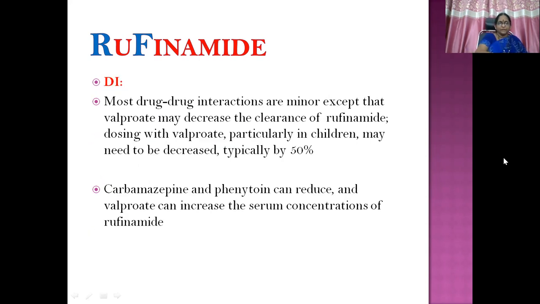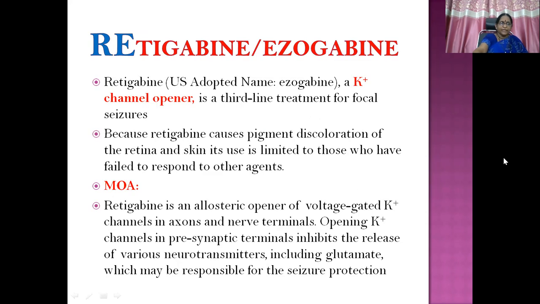That is rufinamide molecule. Drug interactions. Most drug-to-drug interactions are minor, except that valproate may decrease the clearance, so enhanced the concentration of rufinamide, which requires the reduction of the dosage. And carbamazepine and phenytoin can reduce, and valproate can increase the serum concentrations of rufinamide.